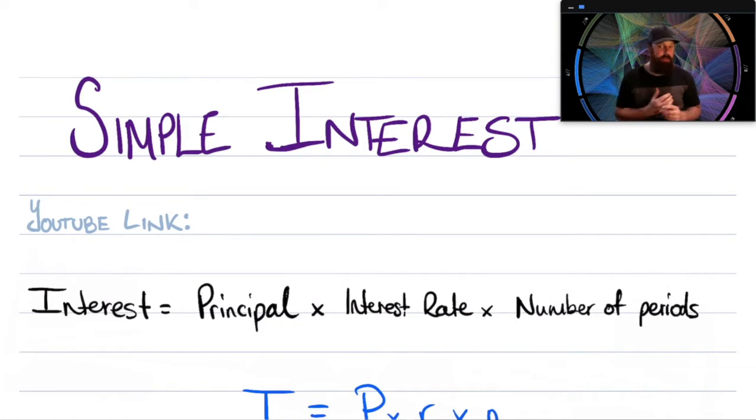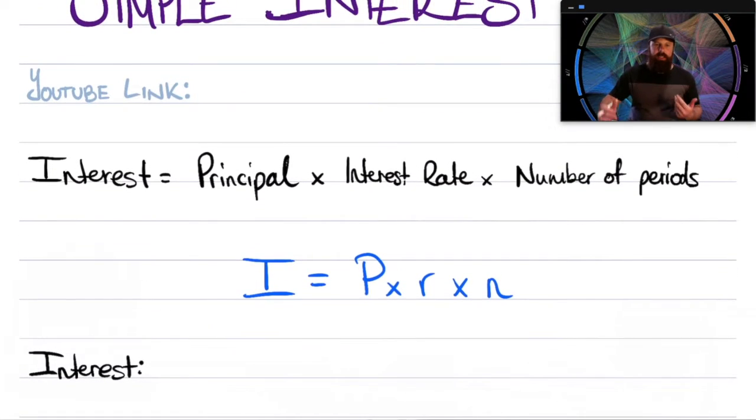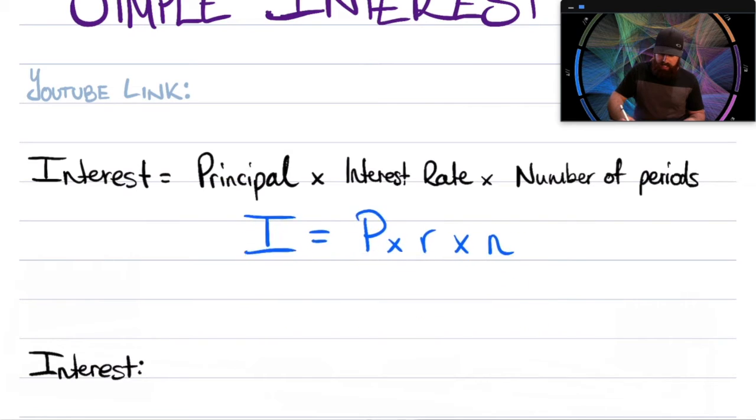That little bit extra that they charge you, that's what we call interest. And how is interest calculated? Well, it's a percentage of the amount. There are a few different ways that we calculate those percentages, and we're just going to talk about the first one here, which is simple interest. When we talk about simple interest, interest is equal to the principal times the interest rate times the number of periods. Or in short, I equals P times R times N.